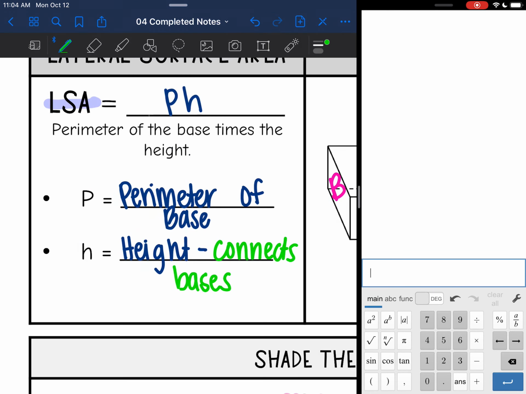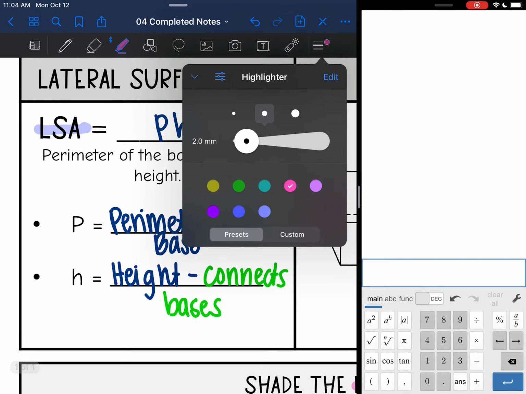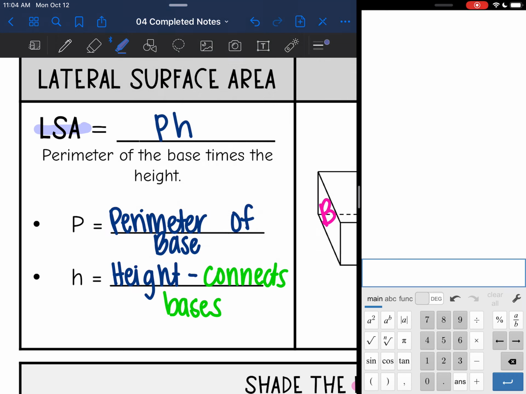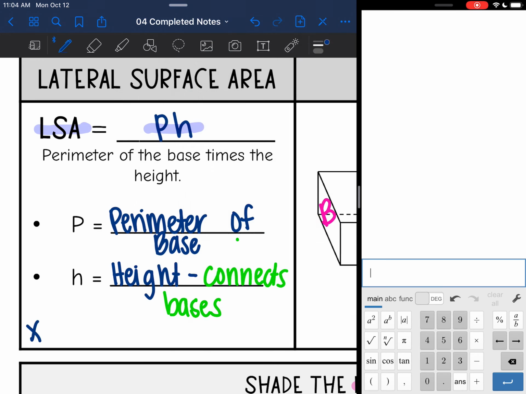Okay, so now that we've reviewed basics of rectangular prisms, we're able to look at where the formulas come from. So the lateral surface area of any prism, but today we're just looking at rectangular prisms, is perimeter times height. And lateral surface area does not include the bases. So it's the other four rectangles besides the bases.